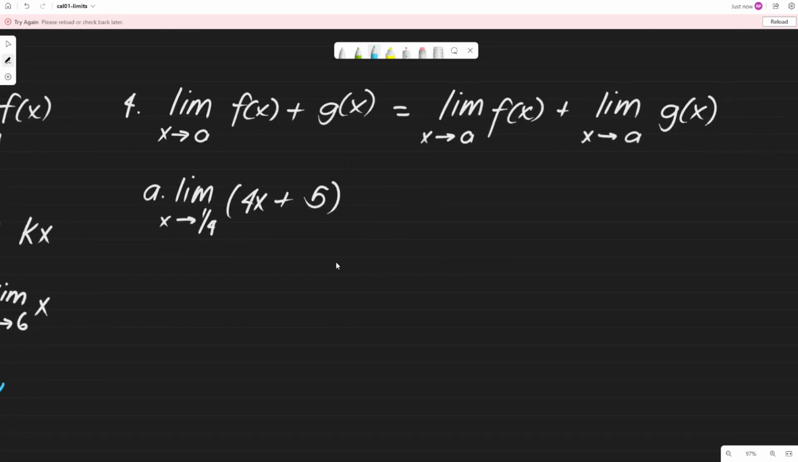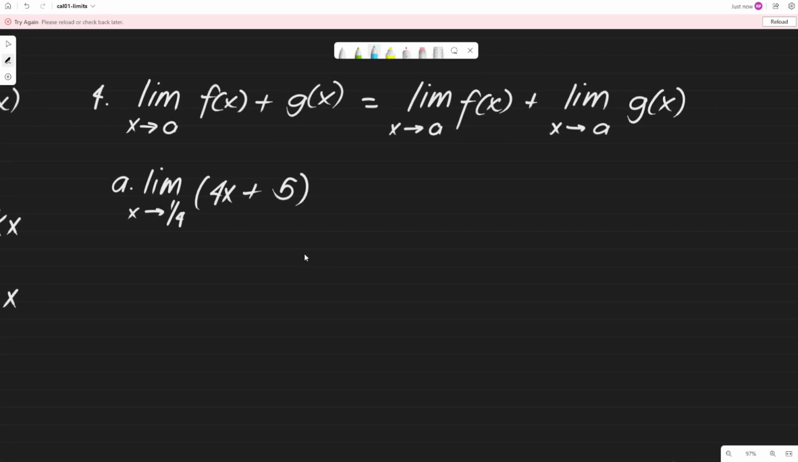Theorem number 4 says the limit of f of x plus g of x as x approaches a is equivalent to the limit of f of x as x approaches a plus the limit of g of x as x approaches a. We can simply say that we distribute our limit operator on addition, so we just add proper grouping.